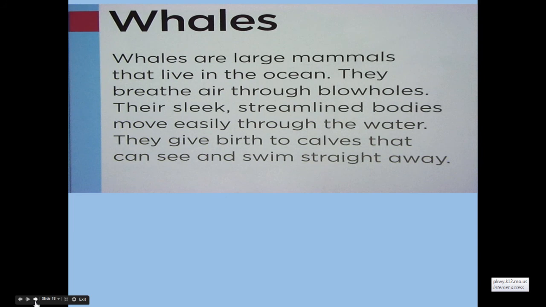Here's another one about whales. Whales are large mammals that live in the ocean. They breathe air through blowholes. Their sleek, streamlined bodies move easily through the water. They give birth to calves that can see and swim straight away.